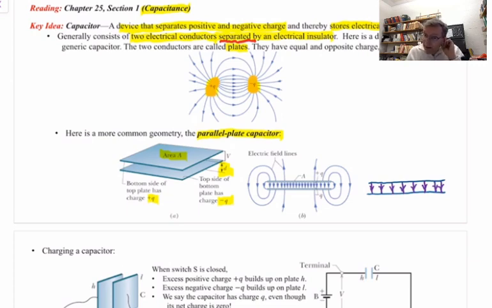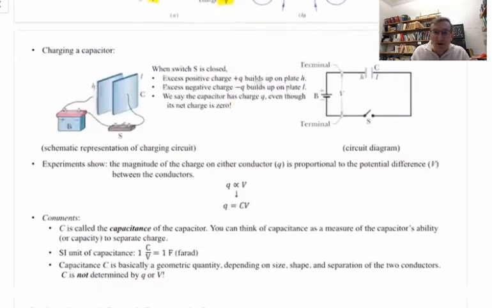That's a pretty good approximation, especially when the distance between the plates, little d, is small compared to the two dimensions, the length and the width of the plates, which is what the drawing there implies. Okay? All right, now, so what do you do when you have a parallel plate capacitor? When you put it into an electric circuit, how do you use it? I'm going to talk about that now.